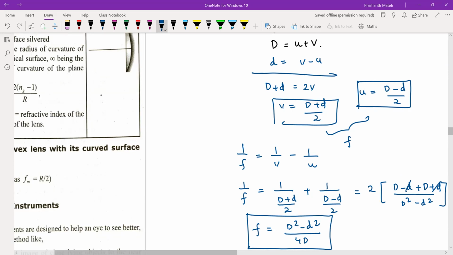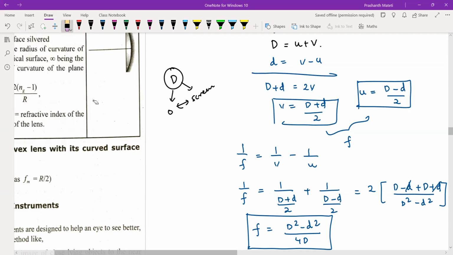In the lens displacement method, what is capital D here? Capital D is the distance between the object and the screen, and small d is the distance between the two positions of the lens. The lens has been displaced by small d. That is why it is called the lens displacement method. Understood? Yes. Okay, this is it.